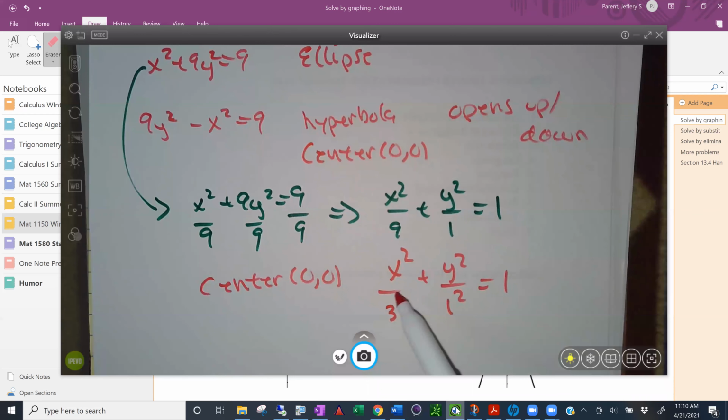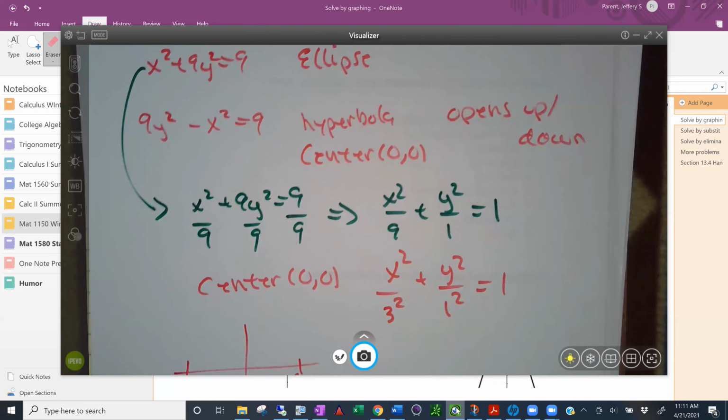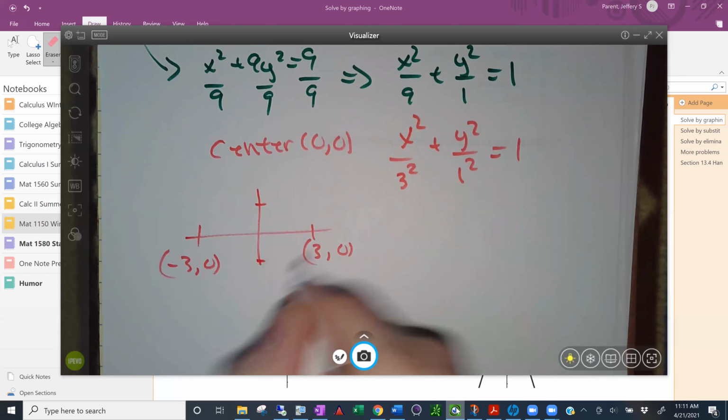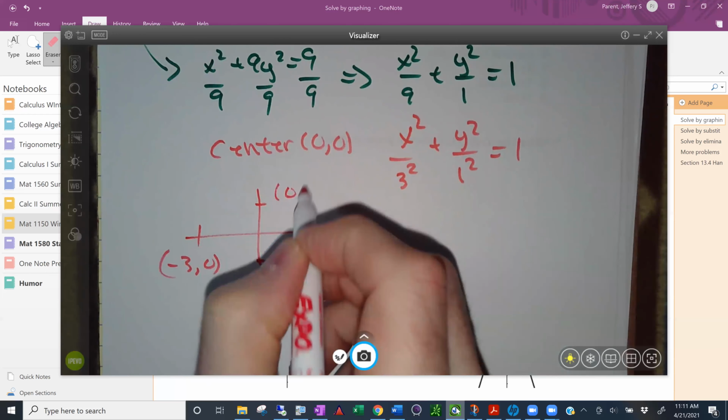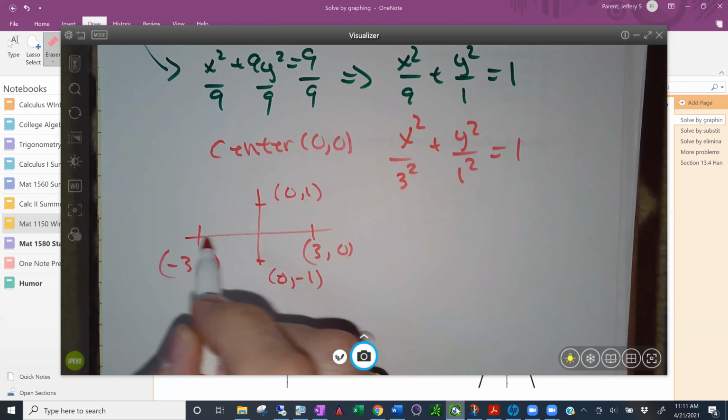To find the vertices, I'd move a direction of 3 to the left of center and to the right of center. In other words, I should have vertices at 3, 0 and -3, 0. Like this. And then another one at +1 and -1. So my graph should look like that.